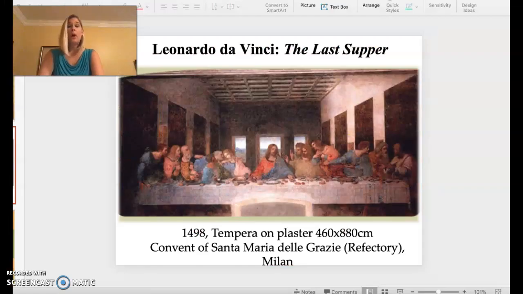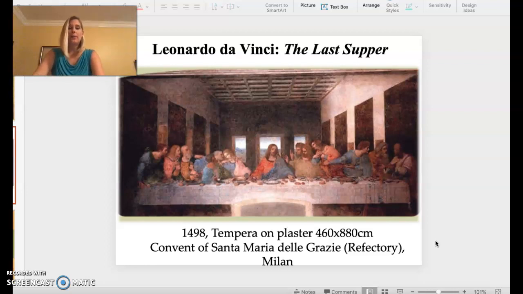Here is another well-known work of art by Leonardo da Vinci, The Last Supper. We already mentioned who commissioned da Vinci to paint this, and that was the Sforza family in Milan. You can see here at the bottom where you can find this painting today. It is on the wall in the convent of Santa Maria delle Grazie in, of course, Milan, Italy today.